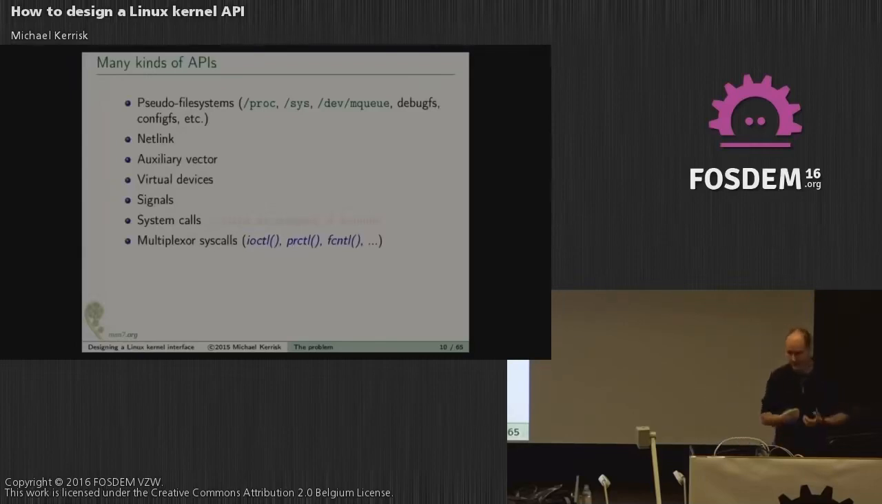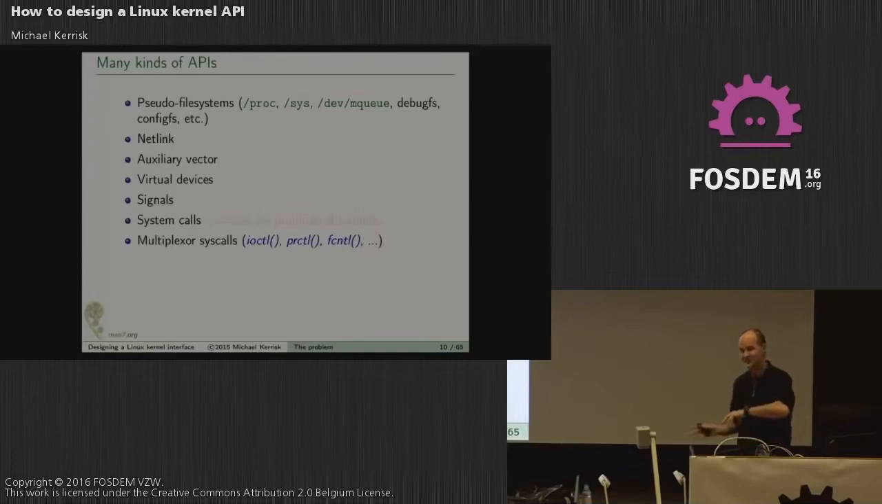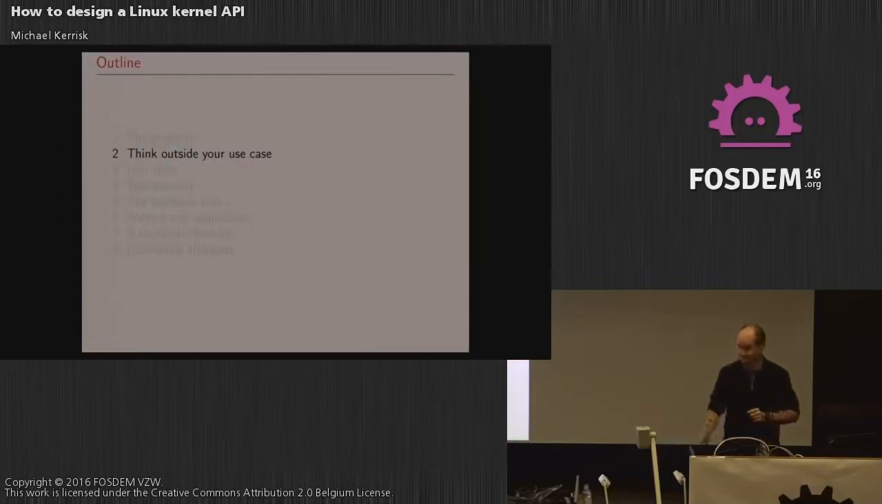When it comes to APIs, there's a lot of different kinds of APIs in the Linux kernel. Pseudo file systems, netlink, virtual devices, signals, system calls, multiplexer system calls, things like ioctl and prctl, and these ways of sneaking things in so they're not a new system call, but really they are. We'll just call it an ioctl, and get less review and maybe less resistance. Mainly I'm going to talk about system calls for my examples at least.